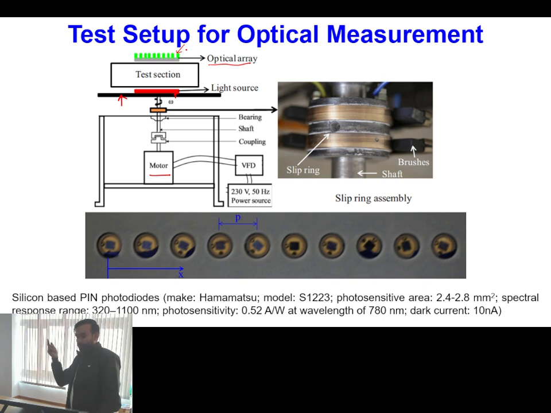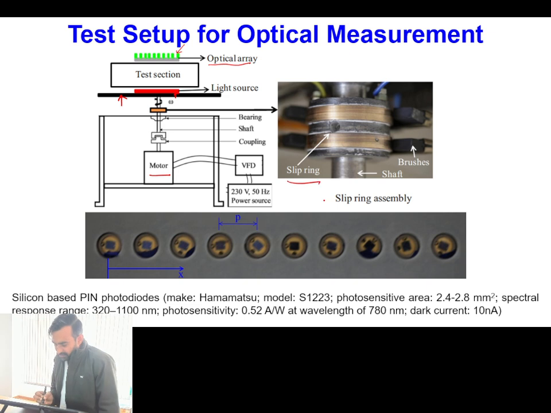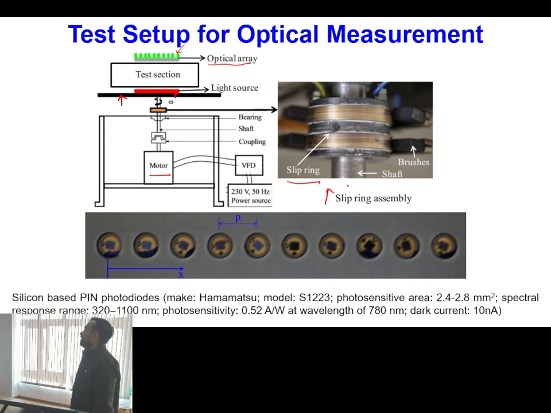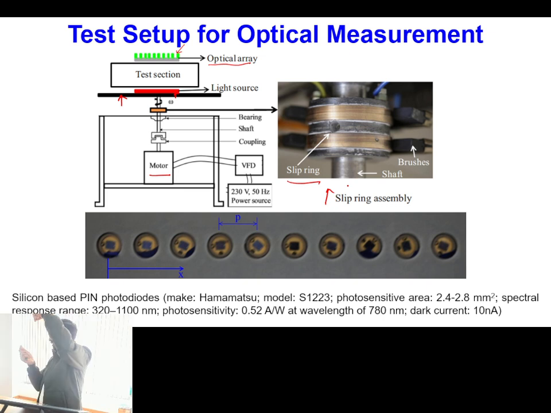Okay, now in this arrangement one slip ring assembly is used. The purpose of the slip ring assembly is that whenever you rotate the complete array, if your data acquisition system is not placed on the system itself, then the wires connecting your data acquisition system to the photodiodes will be twisting upon revolving.